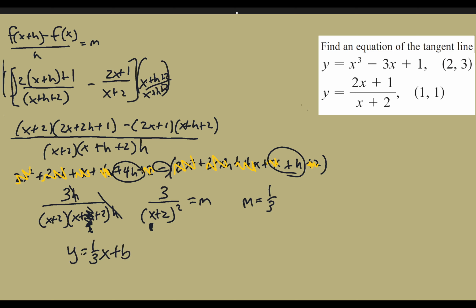So last thing we need to do is just plug in the x and y they gave us. So 1 equals 1/3 times 1 plus b. That'll give us b equals negative 2/3. So y is going to equal 1/3 x minus 2/3. How about that? We did it.